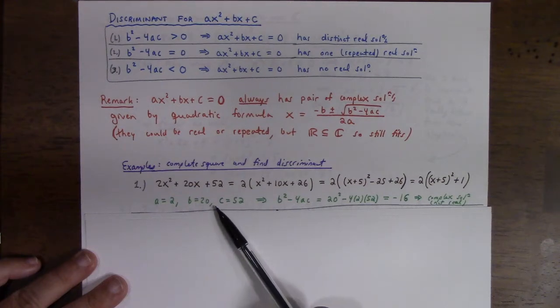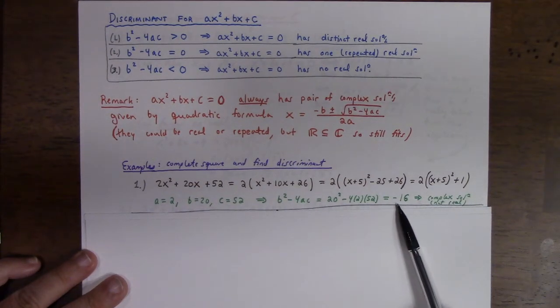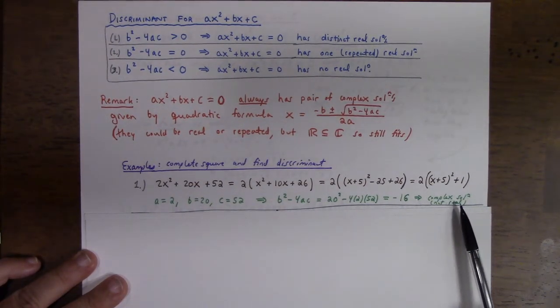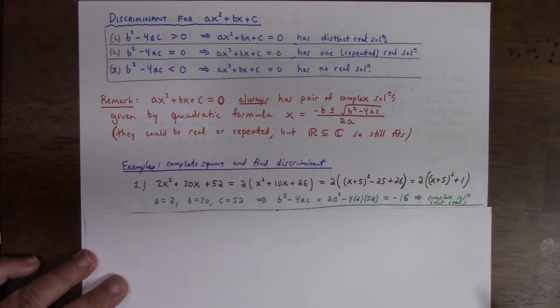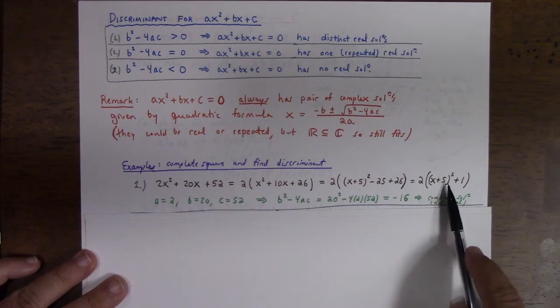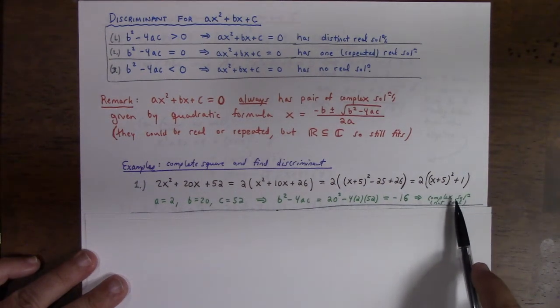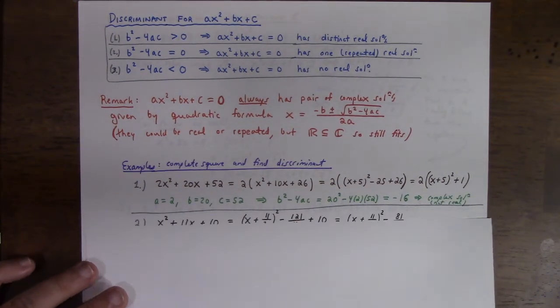Notice, in this case, the discriminant works out to minus 16, which says that the solution is actually complex. It's not a real solution. That's not an accident. When we complete the square, we get a plus. That speaks to the solution being complex.